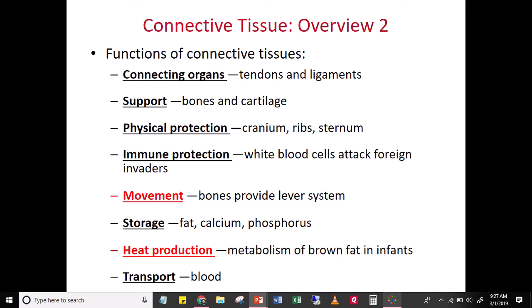What can I say? And we also use connective tissues to transport substances. And when we think of transportation in the body, immediately your mind should focus on the cardiovascular system or the bloodstream.